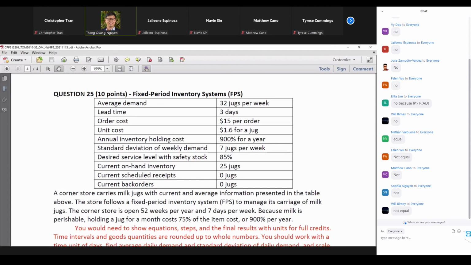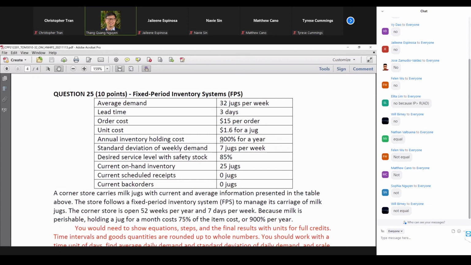And the annual inventory holding cost rate is 900% for a year. This number is quite big. Why? Because think about milk. Milk normally lasts only one month, but here if we keep the milk for 1 year, right? Just imagine, it costs a lot of money to keep the spoiled milk jug on the shelf, right?